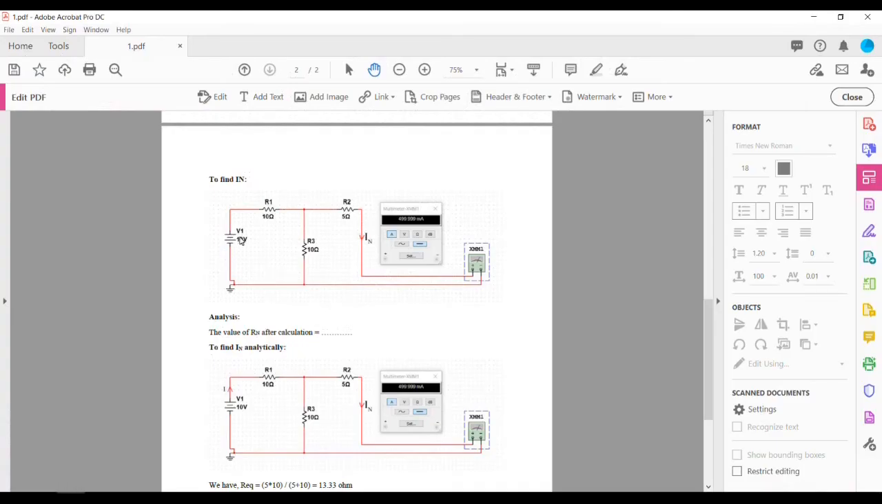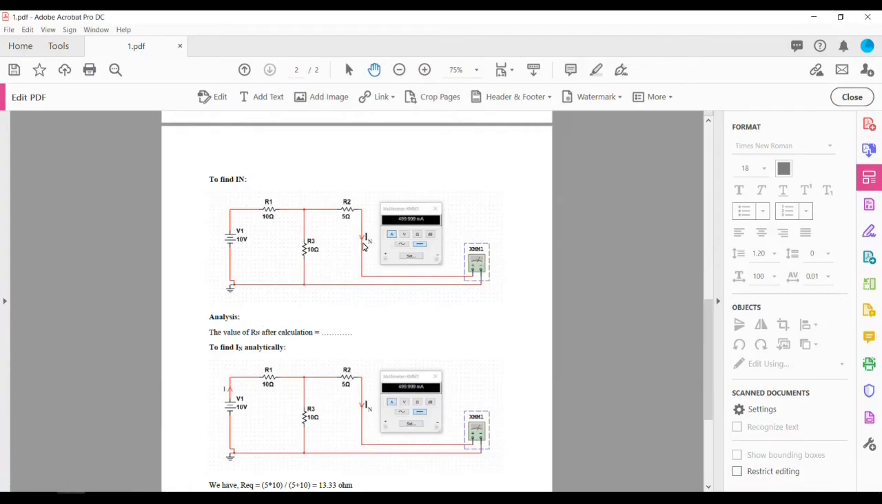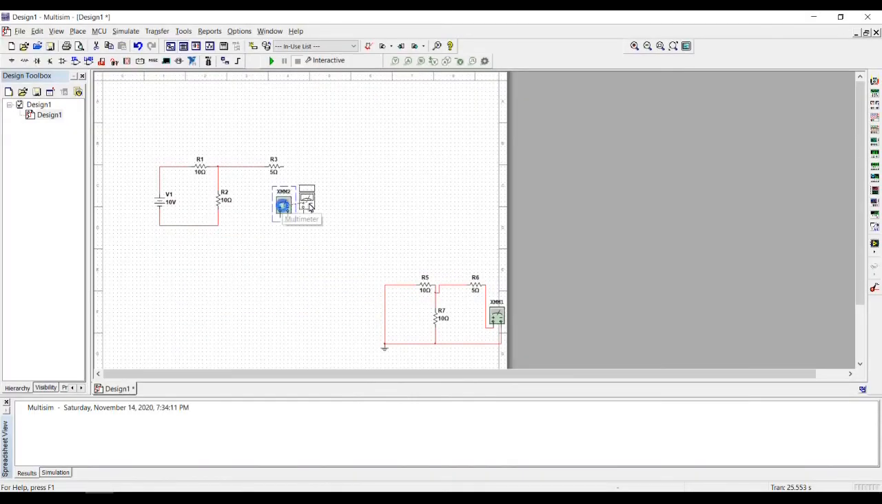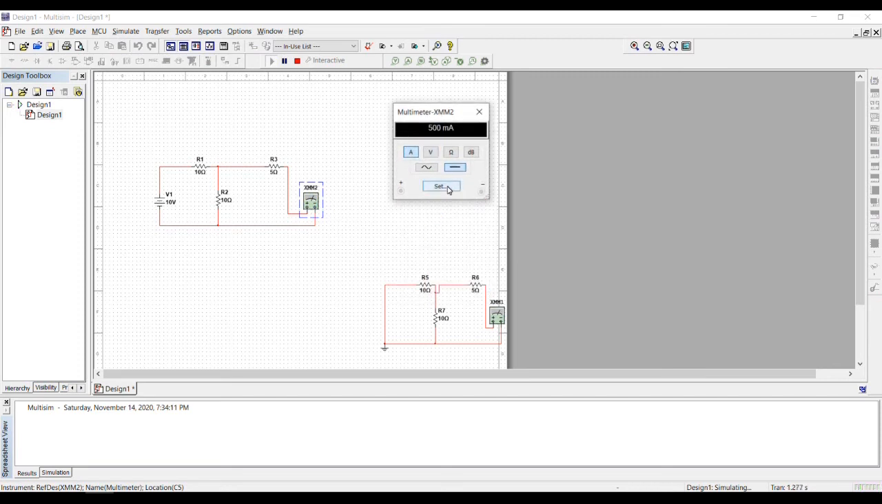Now we need to find the value of IN. For this, I will make the connection like this, and we will need another multimeter here. IN means this current IN. So we will need a multimeter again here, and I'll make the connections from here to here. Similarly, I will simulate, and change the current mode. Okay, so the current is about 500 milliampere. You should note down the value of this.